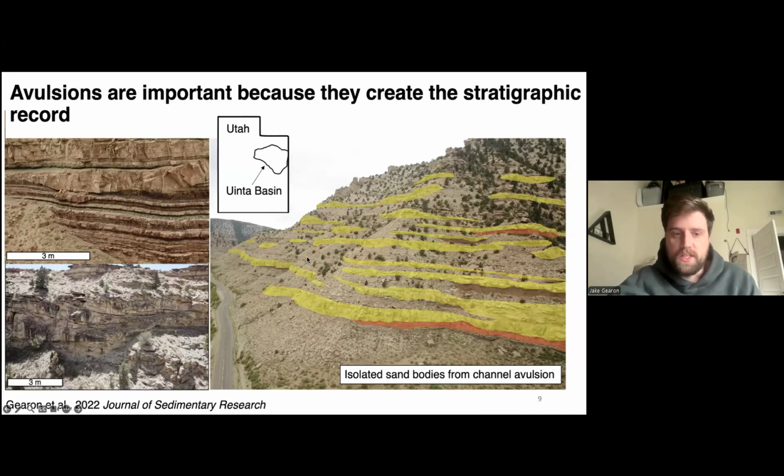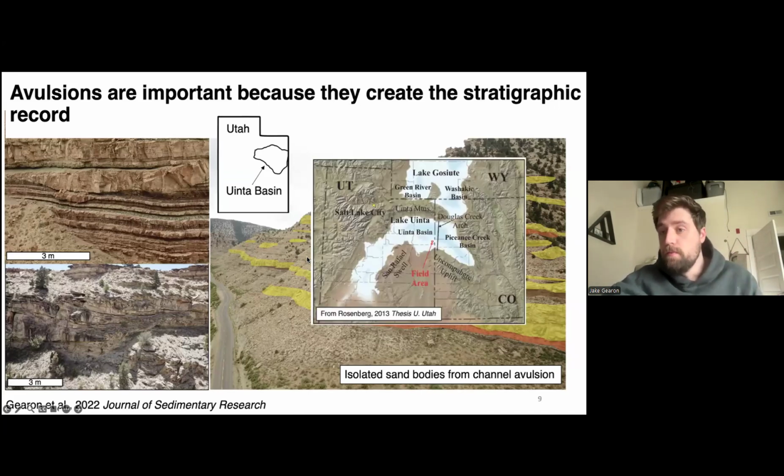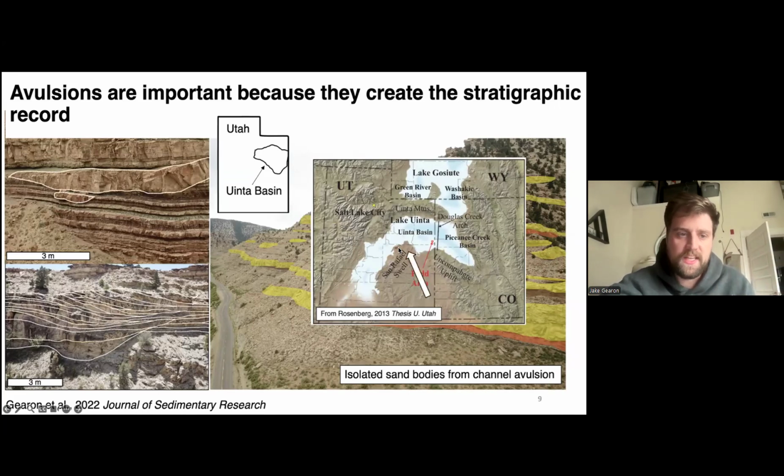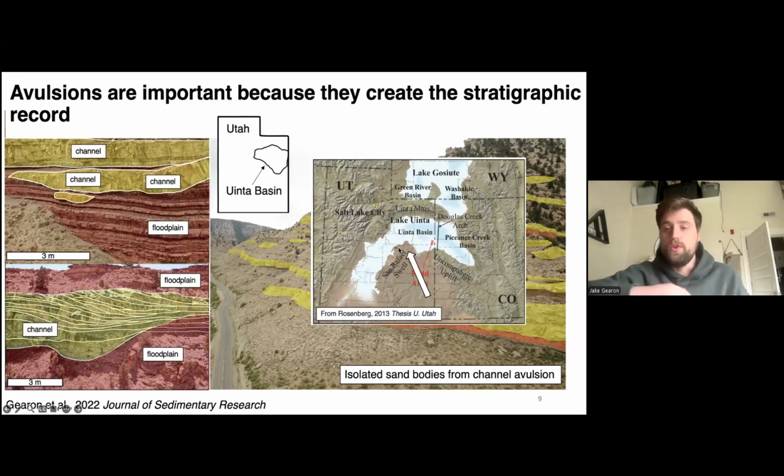forming stuff in between. Lake Uinta in the Eocene was a really shallow lake, and there was a ramp style delta from the south. That's really what we're looking at here. But again, the thing to notice is that when you have floodplain that's studded with different isolated channel sand bodies, this is a good indication that avulsion actually occurred.